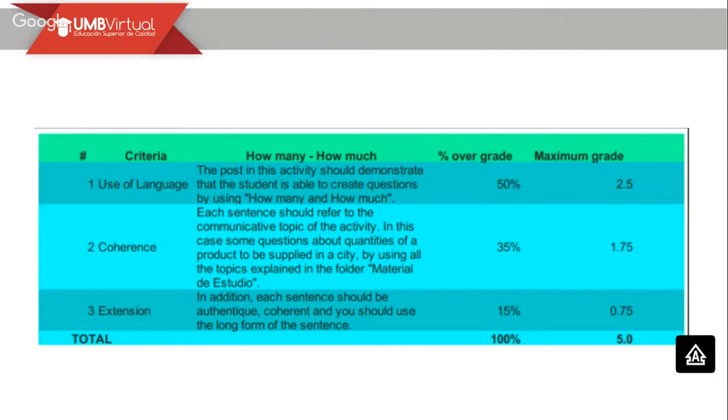So the criteria according to the first activity, you're going to send it to me. You're going to take into account the use of language, the coherence among the sentences, and the extension. All of these three aspects are important. So in the use of language I'm going to evaluate if you are using grammar correctly or not. The use of creating questions, how many and how much as well. The coherence, you have to take it into account at the moment you are creating the sentences, all of them have to be conjugated if needed, and you have to be very careful because you are going to use different grammar details in regards to this activity.